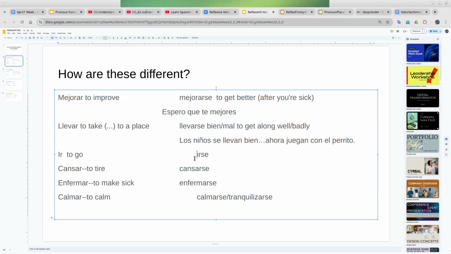But llevar is frequently heard in that reflexive sense. Ir, to go, and irse, to go away. A lot of people get confused about why they have these. I mean, isn't that just go? Isn't that enough? And it might be. But ir is often used when you list a destination, right? But when somebody leaves a place, it will frequently be turned into this reflexive idea of irse. Okay?